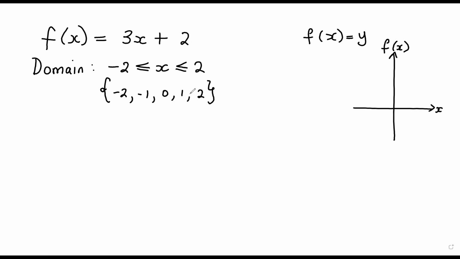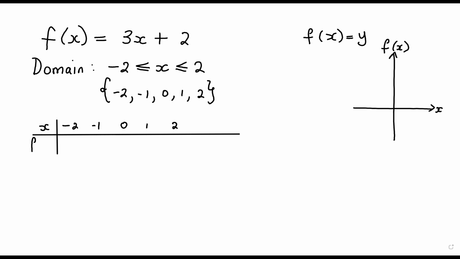Now, I can find my f of x values by using a table, which we've done before. So let me draw up a table, where I put my x values and my y values. I'm going to list my x values here. So my x values are negative 2, negative 1, 0, 1, and 2. Those are my x values.